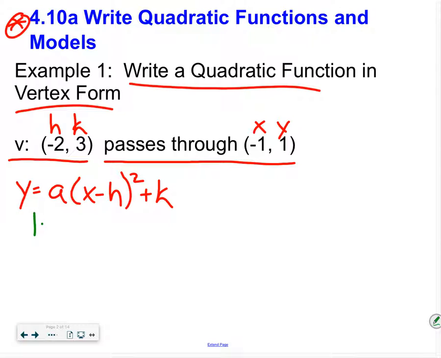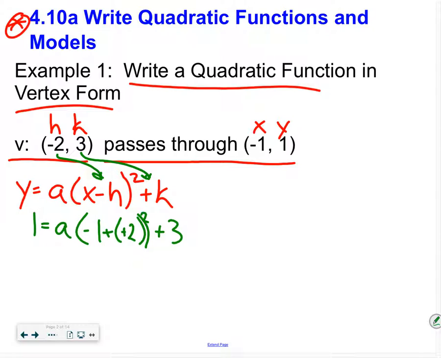So my y is a 1. a, don't know. x is a -1 minus my h, which is a -2, and I'm going to have to square it outside there. Plus k, which is a 3. So all we have to do is follow order of operations to solve for a. I plugged in h there, k there, and then my x and y for my variables there.